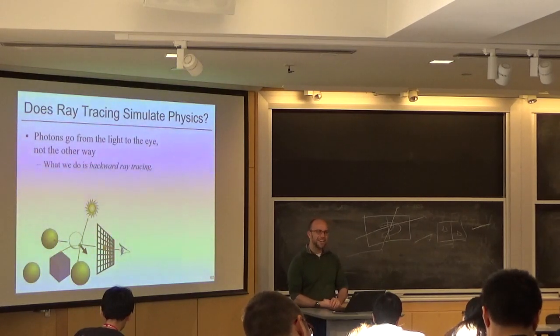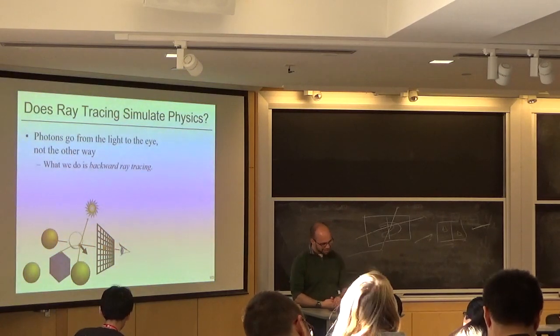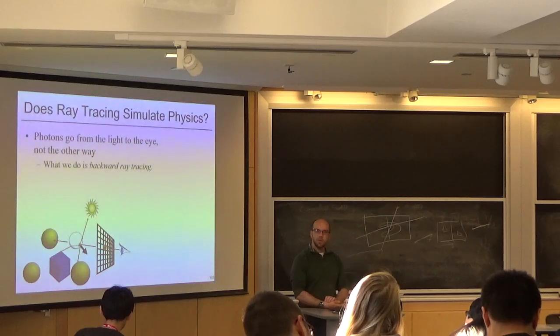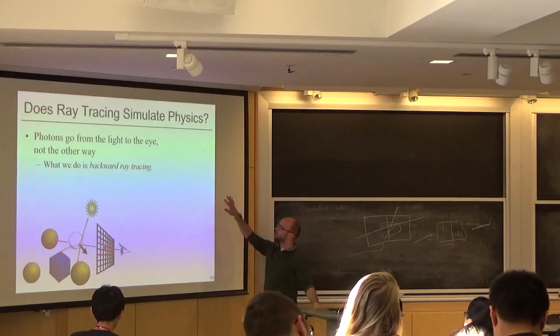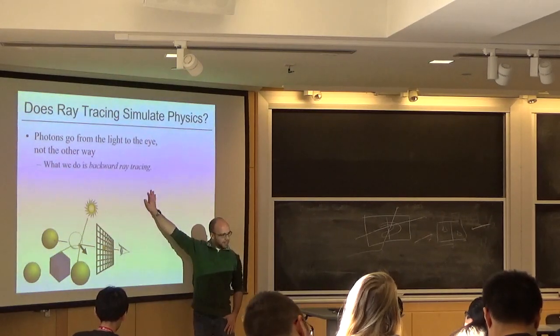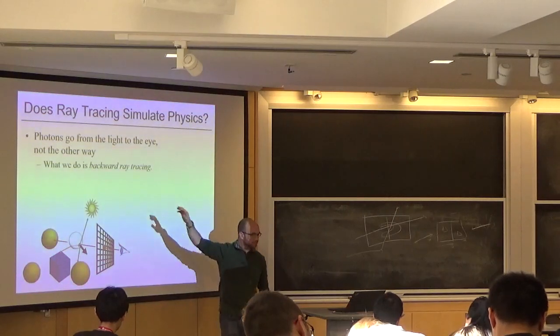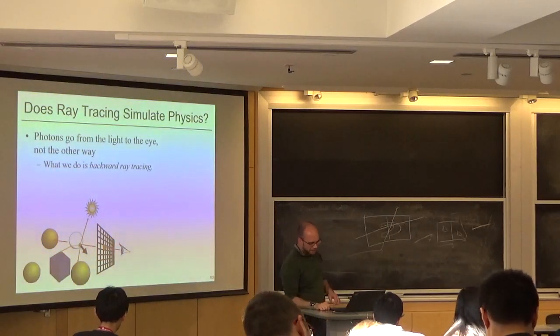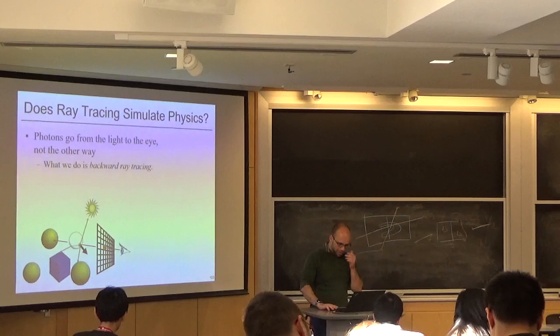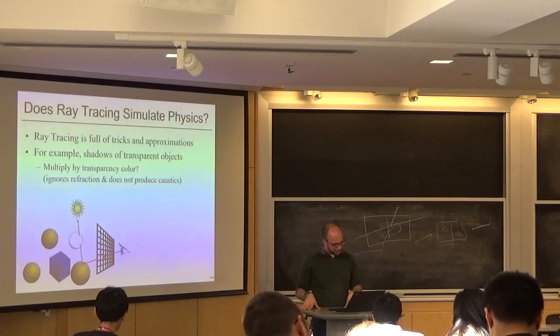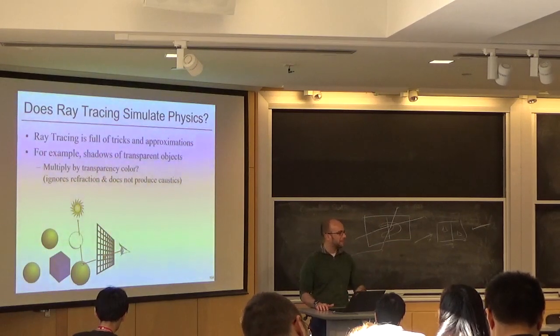The answer is no, right? I mean, physics, the photons come out of the light and go to you, right? And we're tracing back to the light. Yeah? And so the term for the algorithm that we've explored so far is something called backward ray tracing, right? And this is really a bunch of tricks and approximations, right? And so, for instance, transparent objects create a big problem because refraction leads light to go on these nonlinear paths that we can't really trace back.